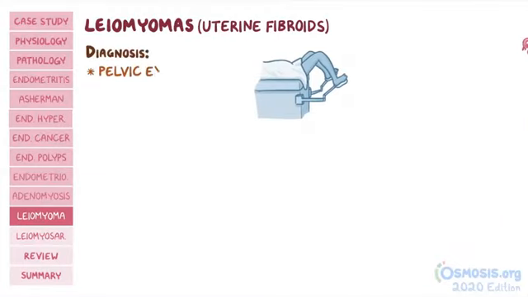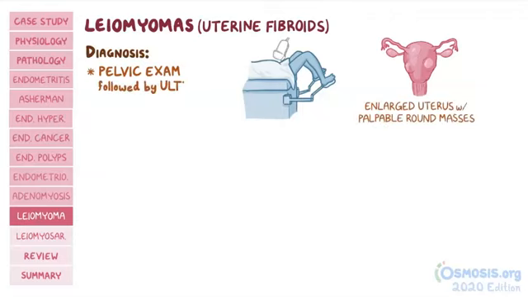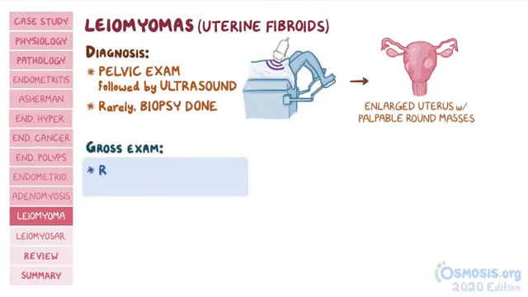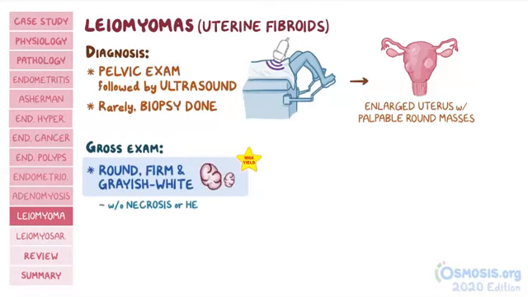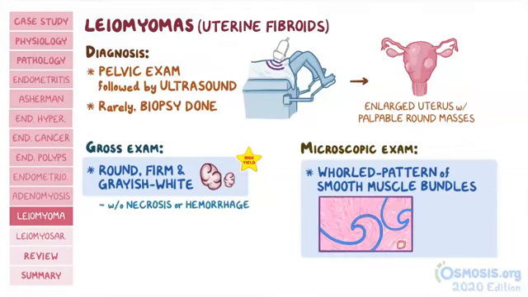Diagnosis starts with a pelvic exam, which usually reveals an enlarged uterus with multiple palpable round masses, followed by an ultrasound. Rarely, a biopsy of the mass is done. On gross examination, these are round, firm, and grayish-white in color, usually without any necrosis or hemorrhage. And a high-yield fact for your test is that microscopic examination will classically show a whorled pattern of smooth muscle bundles, like a wave in the ocean, with well-defined borders.